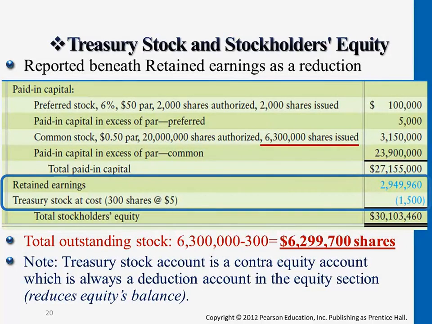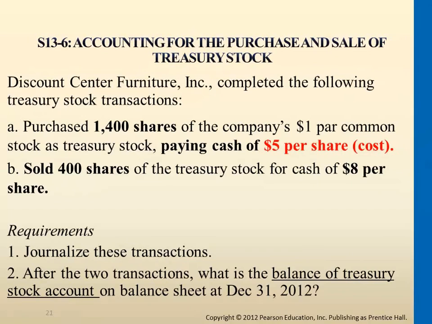Let's work on a problem on this. Take a look at this. There's two journal entries here. If company purchased 1,400 shares back to their company as treasury stock and paying $5 for each share. It tells you the original par value is $1. Second entry here is after buying it back, they resell 400, a portion of the shares, 400 shares back, at the price of $8 per share. Okay, think about how to journalize these two transactions. And then afterwards, what is the balance of treasury stock T account?